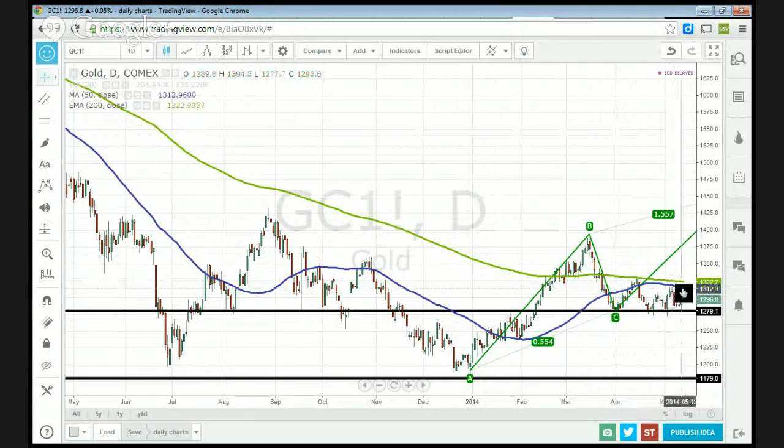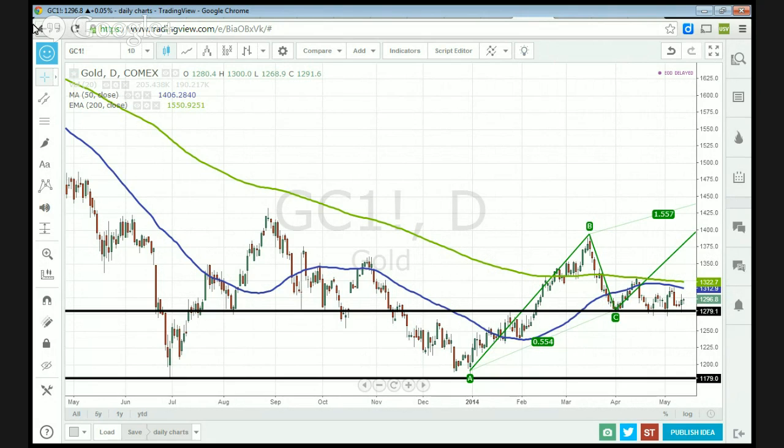Clearing the 50 simple moving average and the 200 exponential moving average is going to be a major milestone. We have them right here. So long as 1280 holds, I think it's a good time to accumulate. I certainly am doing so with my longer-term investing. That is gold. Let's take a look at the currency trades that I have on today.